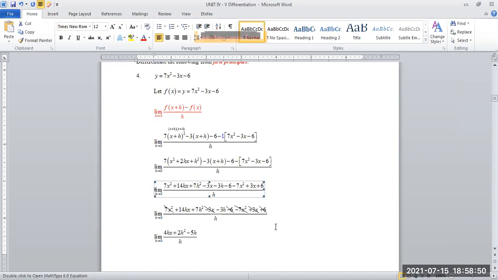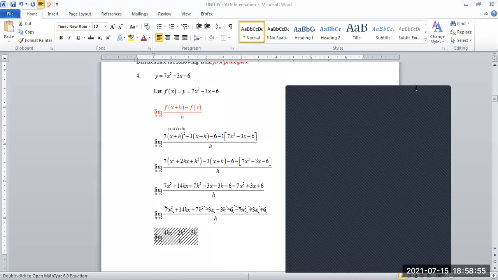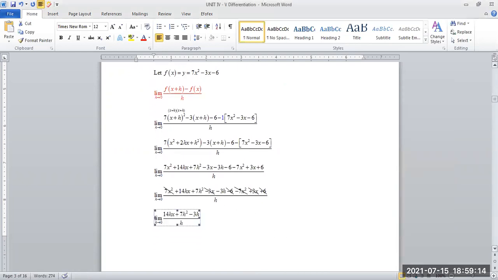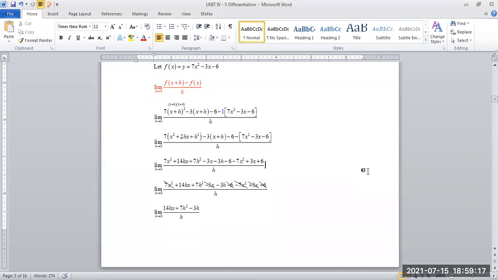I'm going to end up now with 14x plus 7h minus 3h. Look at that so far, guys. My other piece of information is on the other page. Look at that before I move on, please.